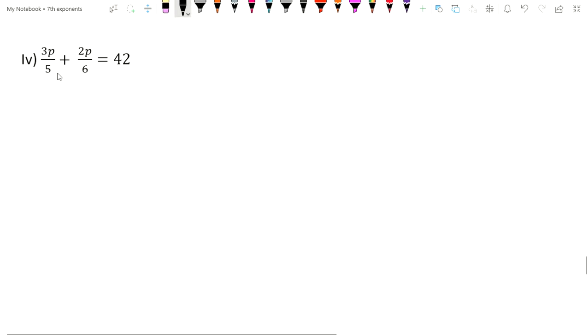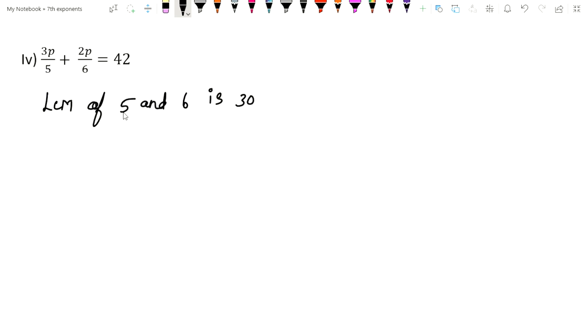3p by 5 plus 2p by 6 equal to 42. Okay, here the denominators are different, so we need to take the LCM. The LCM of 5 and 6 is 30 because there is no common factor except 1. So you directly multiply this: 5, 6 are 30. So 30 is the common denominator.